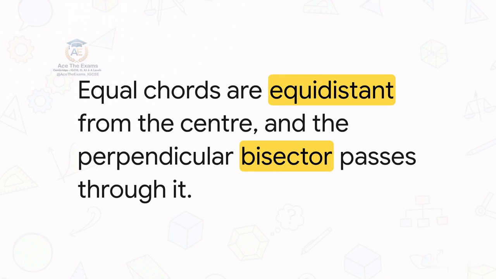And right here, we see the inherent perfect symmetry of a circle. Equal chords are always equidistant from the center, and the perpendicular bisector of a chord will always pass right through that center point. These symmetry properties are incredibly elegant, and honestly, they're your secret weapons for unlocking those complex multi-mark questions.